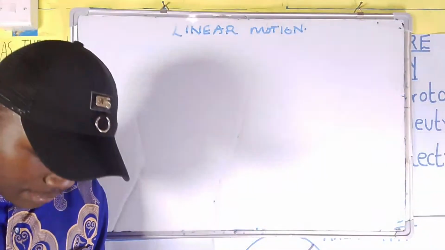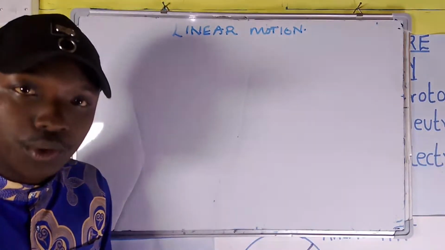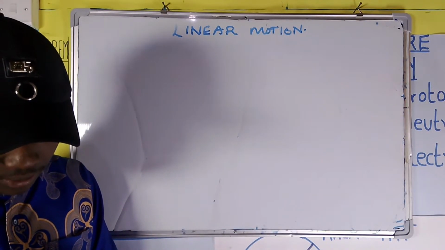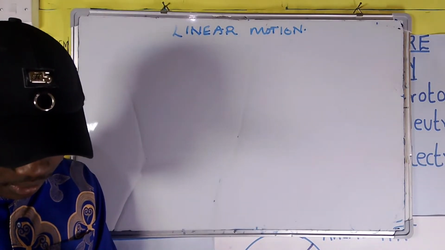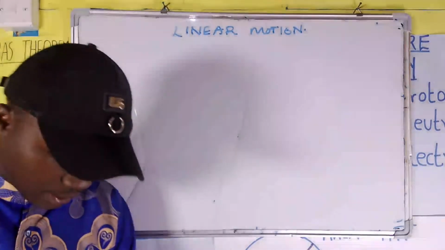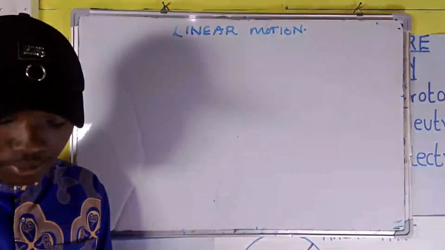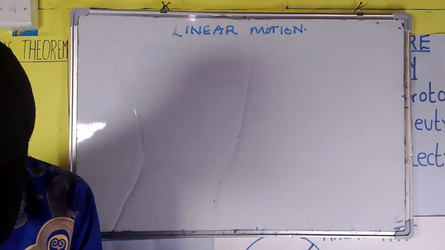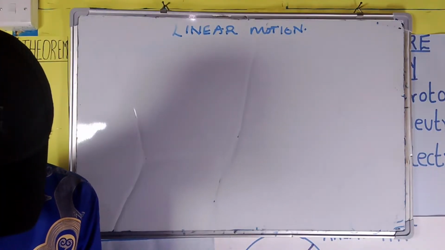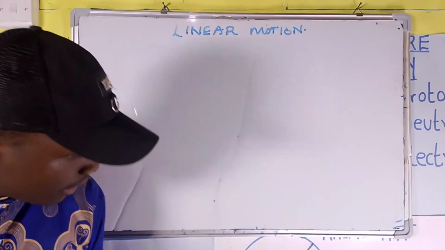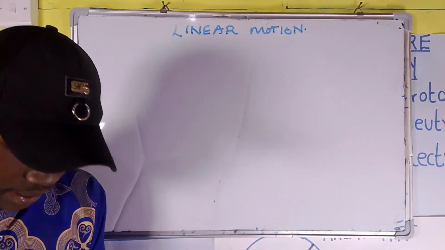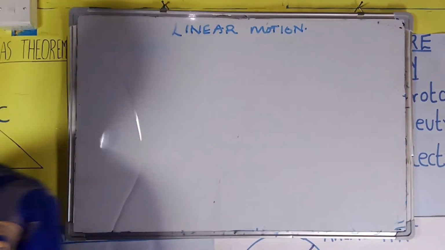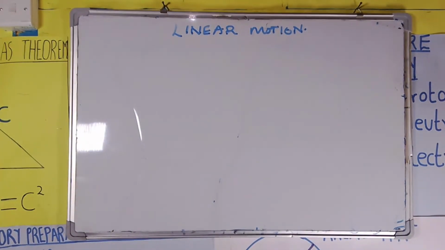Today we will be learning linear motion. What we are going to do today is go through the examinable areas on linear motion. I don't want to go through the topic from the beginning to the end. I want to focus on the main examinable areas, or where the exam is assessed from, so that we can interact and see what we are expected to do.